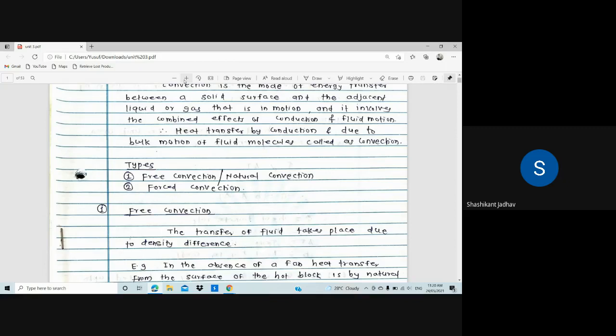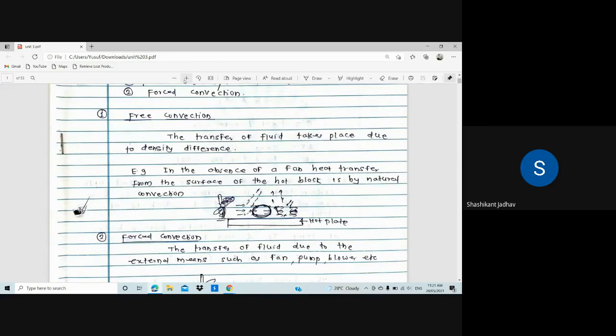Free convection or natural convection. So what is the difference between free convection or natural convection and forced convection? Natural convection कशाला म्हणायचं आणि forced convection कशाला म्हणायचं? तर natural, what is meant by natural convection? The motion of a fluid is due to the density difference.